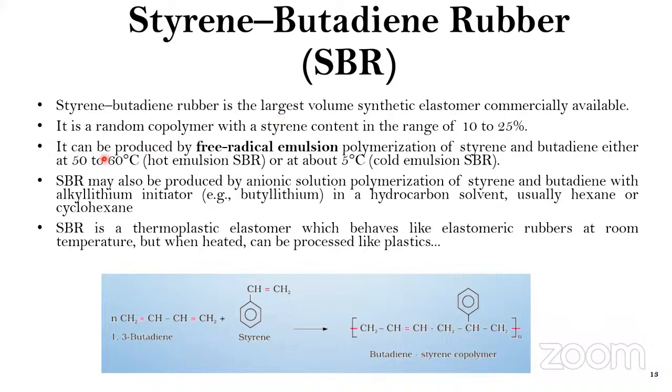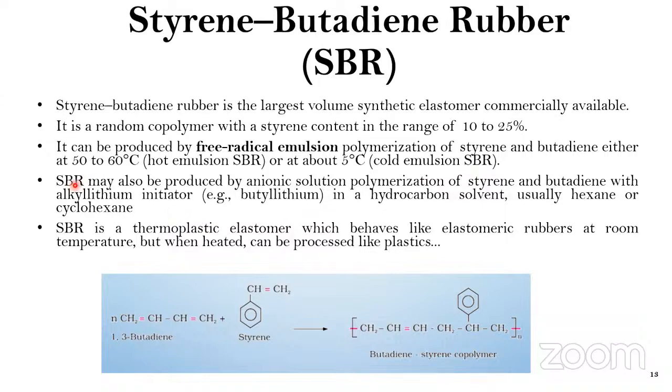It can be produced by free radical emulsion polymerization of styrene and butadiene at 50 to 60 degrees Celsius. If we prepare it at a temperature between 50 and 60, we call it hot emulsion SBR. If we do the emulsion at 5 degrees Celsius, we call it cold emulsion SBR.